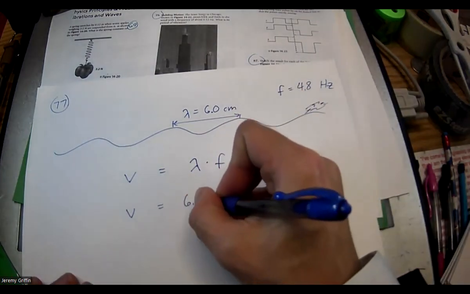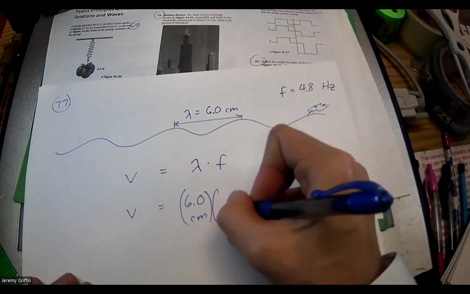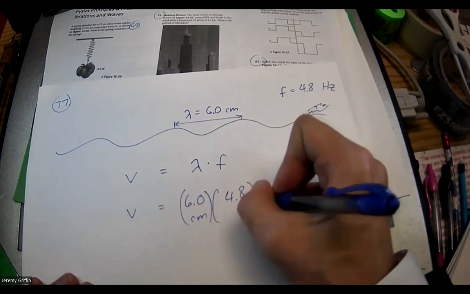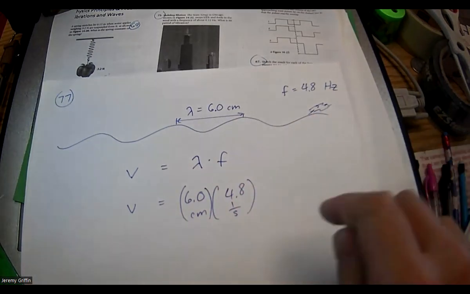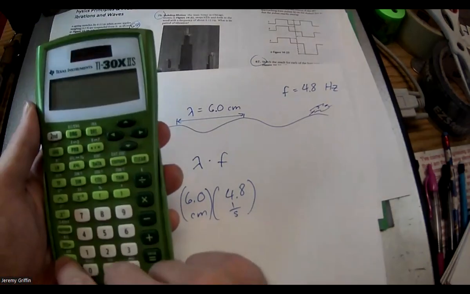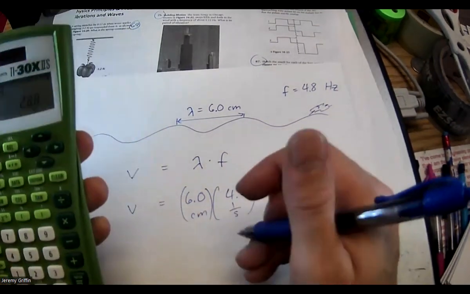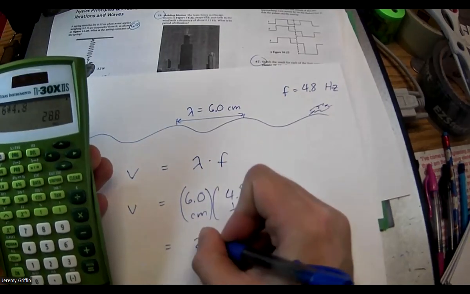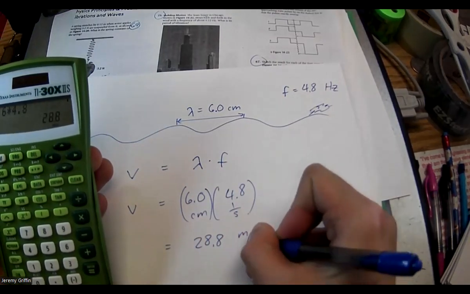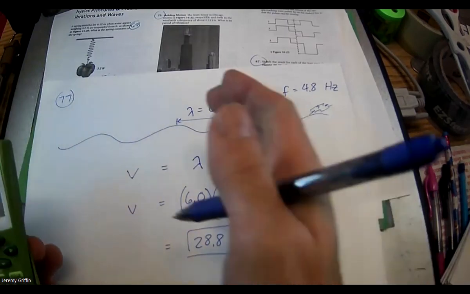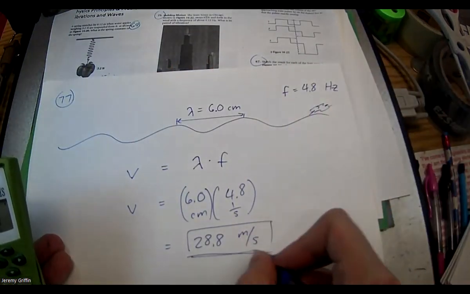So we got 6 centimeters times 4.8 1/seconds per hertz, which is 28.8. 28.8 centimeters per second is the wave speed. That's how fast that wave is propagating through the water.